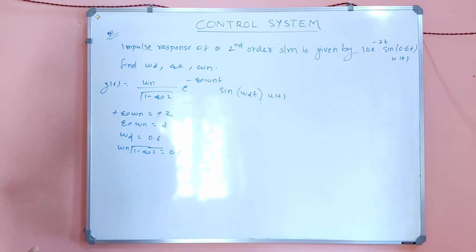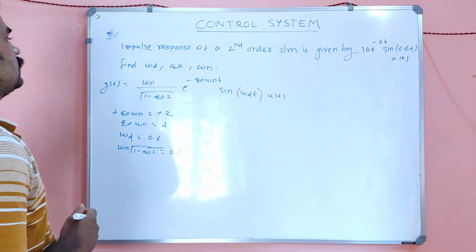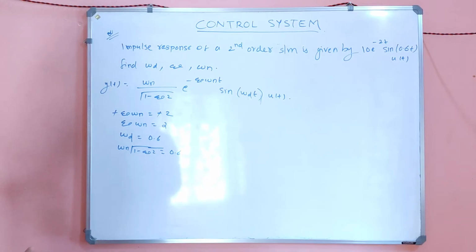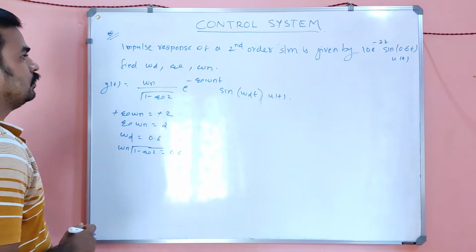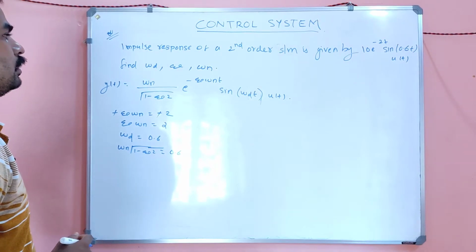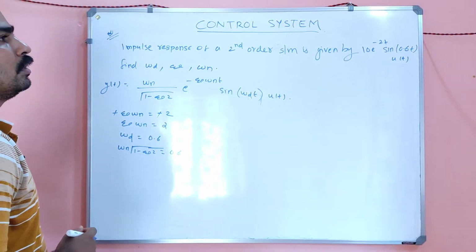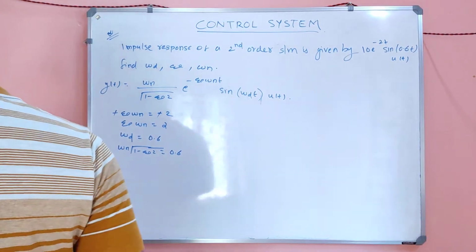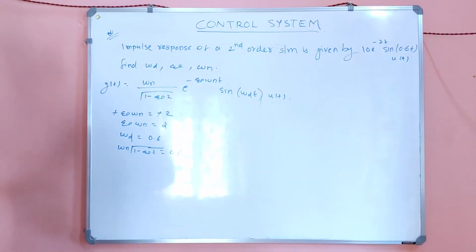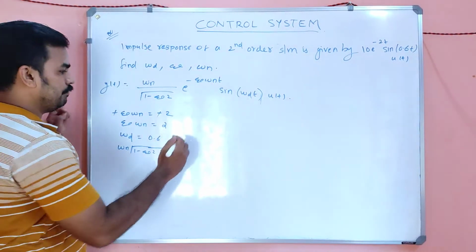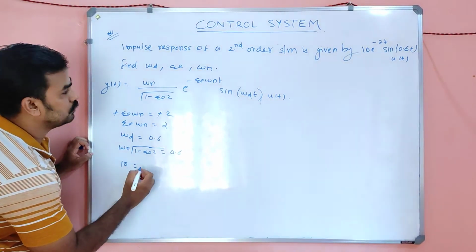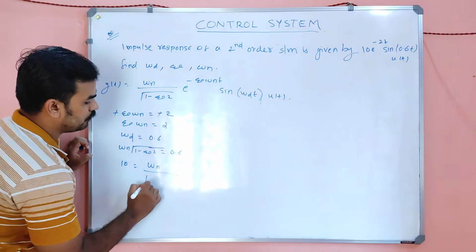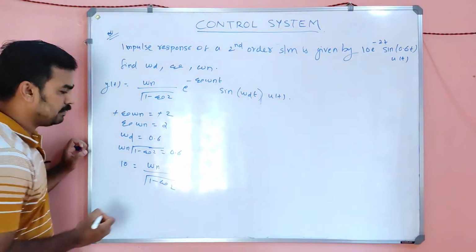Theta omega n is equal to minus 2. Yes. So that 10 value. How can we find theta? We have 10 is equal to omega n divided by root of 1 minus theta square. Very good.